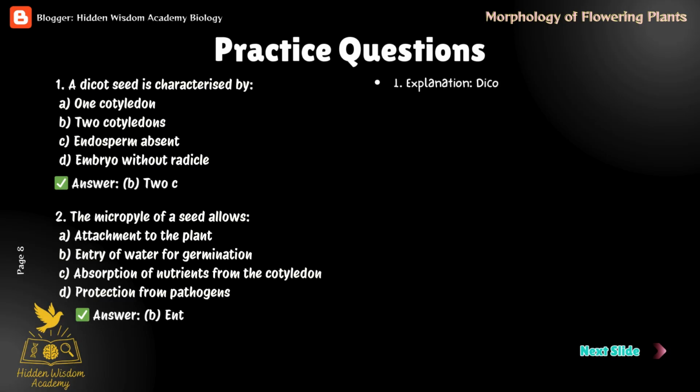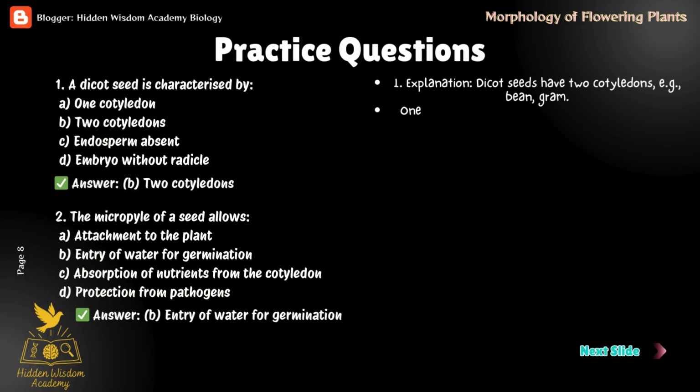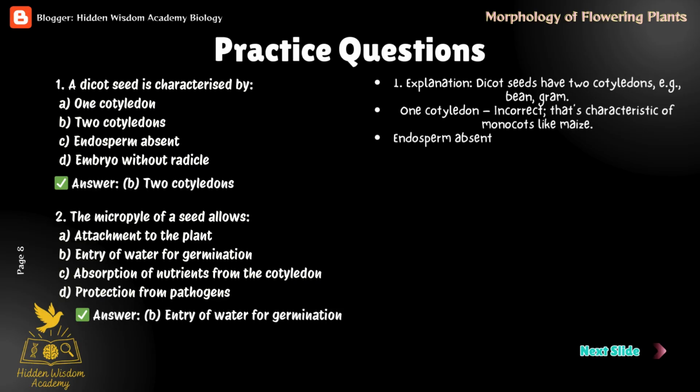Let's practice a few questions to test your knowledge. Let's start with question 1. A dicot seed is characterized by: Option A, 1 cotyledon. Option B, 2 cotyledons. Option C, endosperm absent. Option D, embryo without radicle.